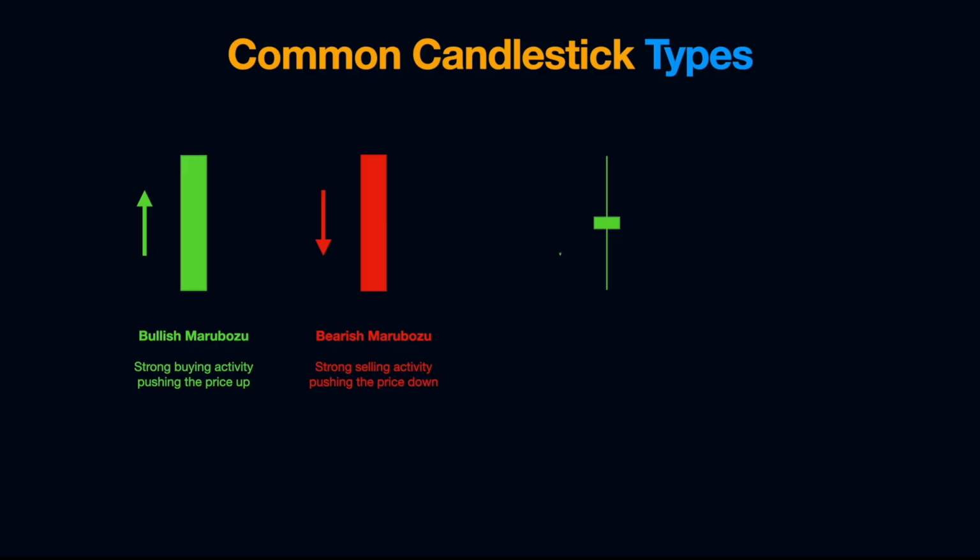Now, we see a green candle with a very small body and long wicks above and below it. This means the price moved up and down during the time period, but closed just a little bit above the open price. This type of candle is called a green doji. It could indicate indecision in the market, with buyers and sellers fighting for control, but the price closing slightly higher.